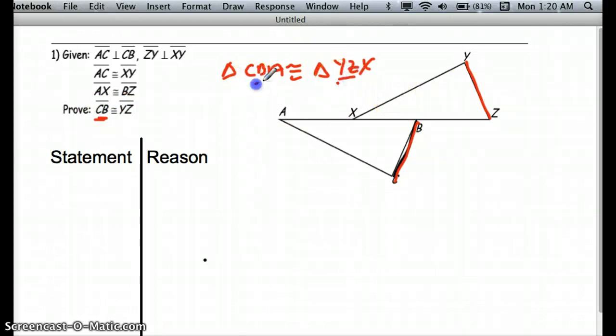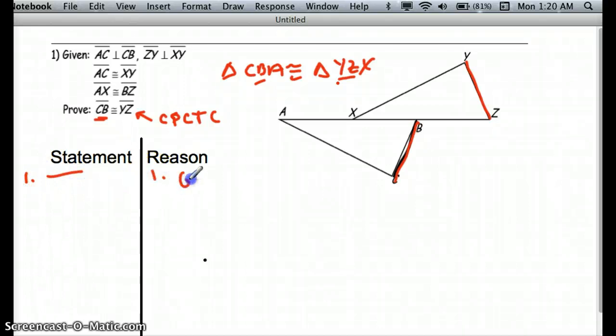So I don't know if that helps or not, but the other thing we want to notice is our last step is going to be corresponding parts, CPCTC, corresponding parts of congruent triangles are congruent. There you go. Okay, so we actually know the last two steps here. So let's get the rest of it done.